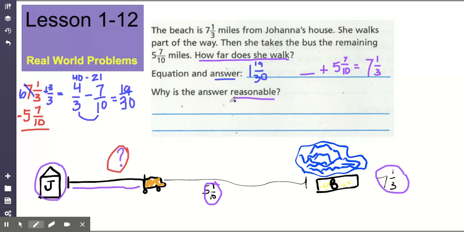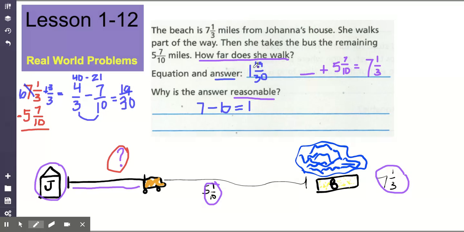Now I got to check to see if it's reasonable. Well, if I round and I estimate these two, I'm just going to round down. So I have 7 total. And I'm going to say the bus rounds up to 6. Remember estimating from yesterday? If I do 7 minus 6, is it going to give me a close answer to 1 and 19/30? Yes, it will. It's going to give me 1.